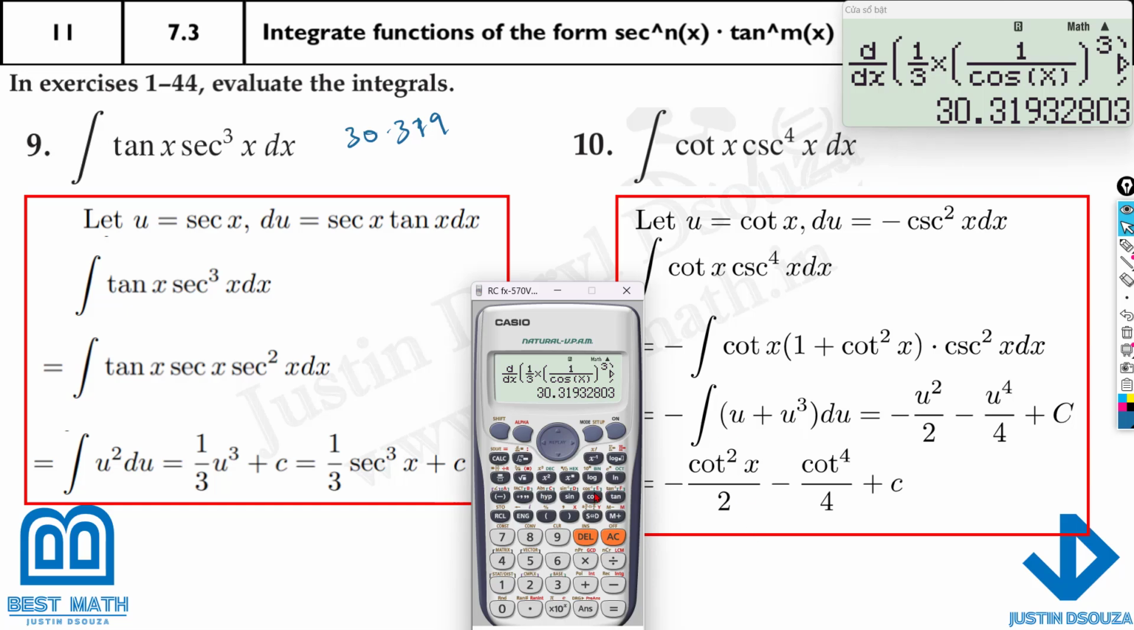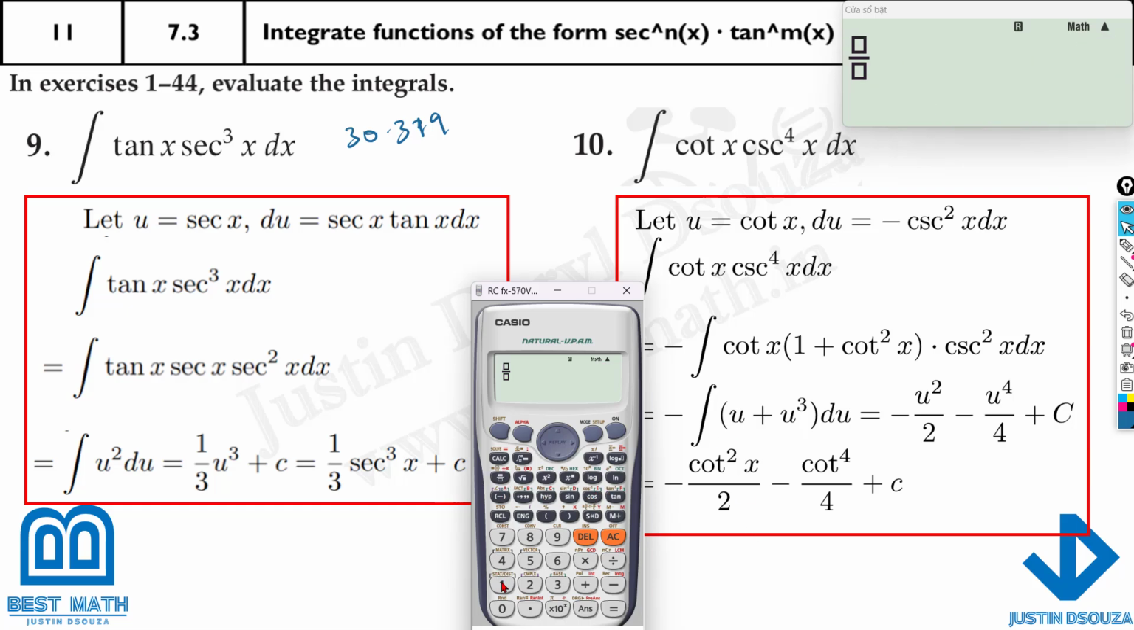Now, what I'm going to do is cotangent. I do not have cotangent, so it's 1 by tan x, close the bracket. Over here it is cosecant. It's 1 by sine x, close the bracket and raise it to the power 4. This is it. Calculate it.